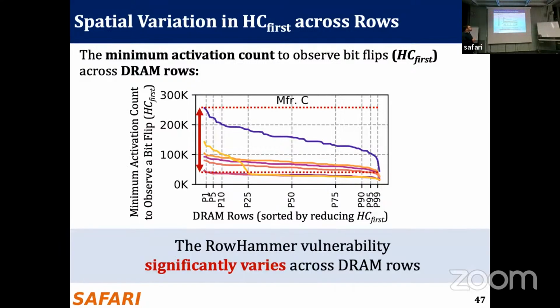What is important in this plot is that if you look at this dark purple curve, there's a large variation between the highest HC first value and the lowest HC first value that we observe in this chip.